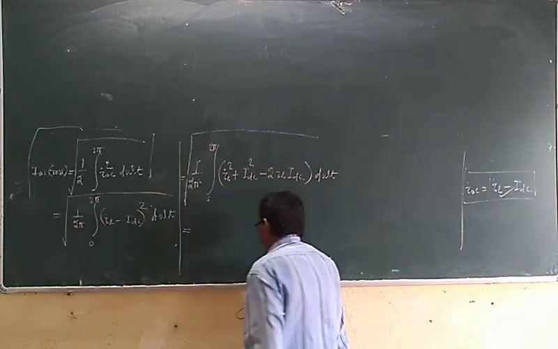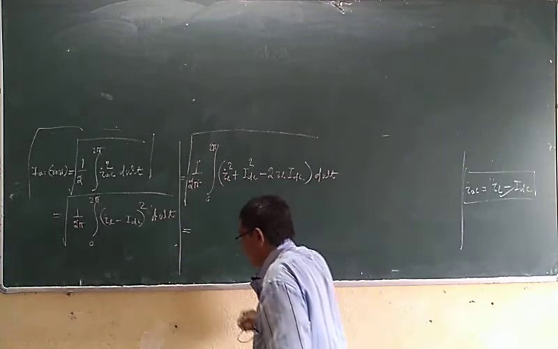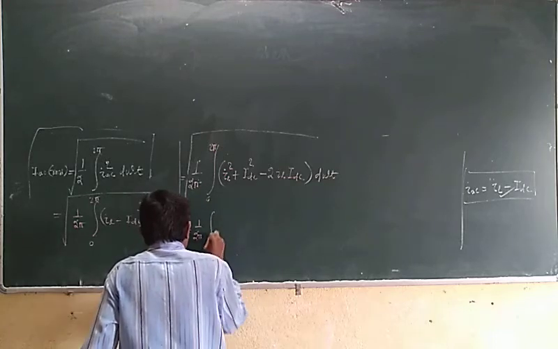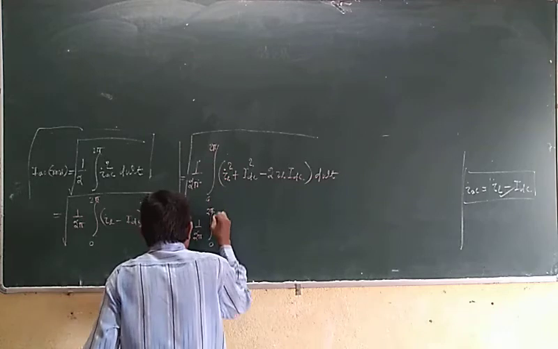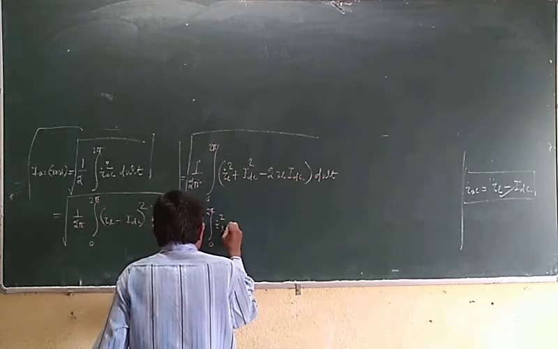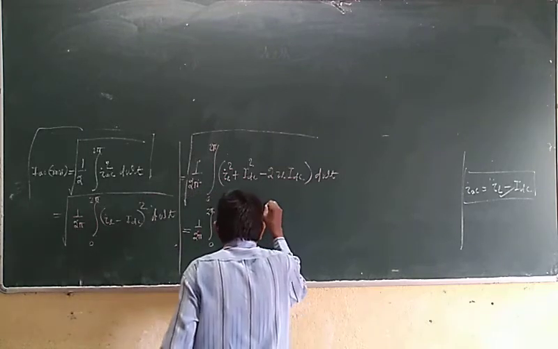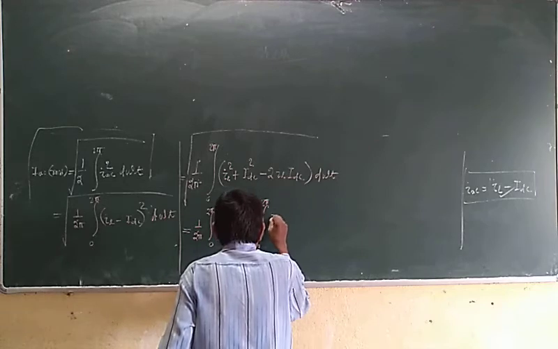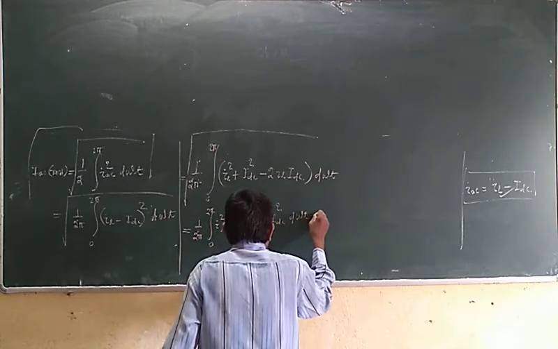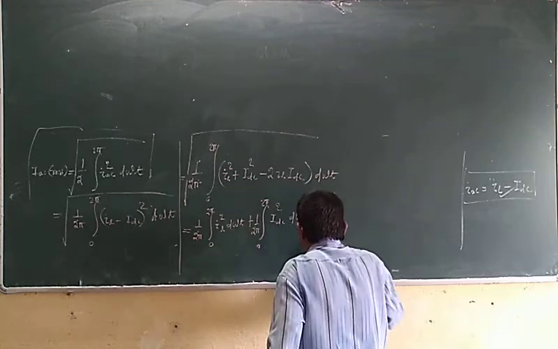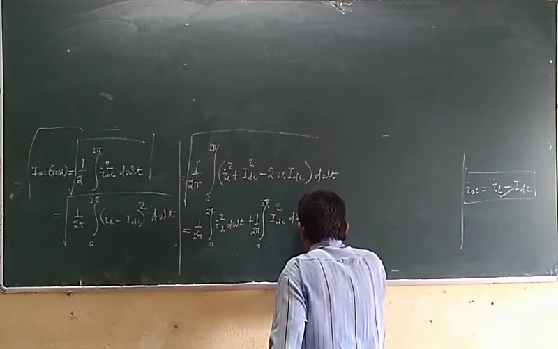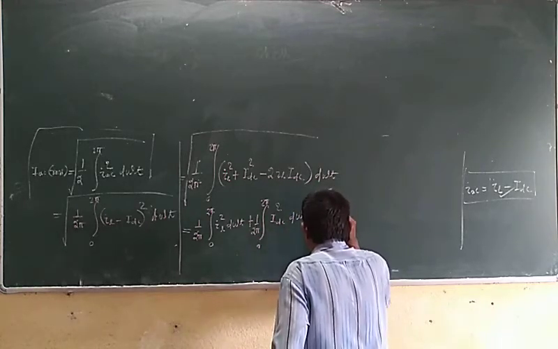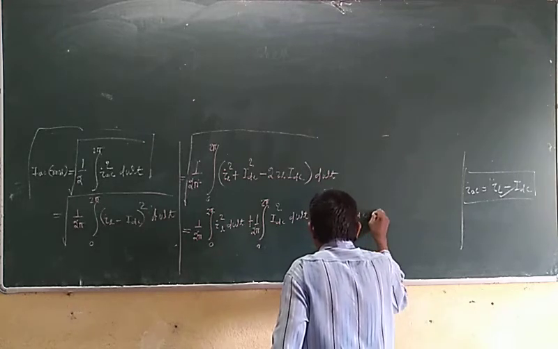Then we again simplify. 1 by 2 pi, this is the integration 0 to 2 pi of IL square d omega t, plus 1 by 2 pi, 0 to 2 pi, of I dc square d omega t, minus then 1 by 2 pi, 0 to 2 pi, of IL into I dc d omega t.